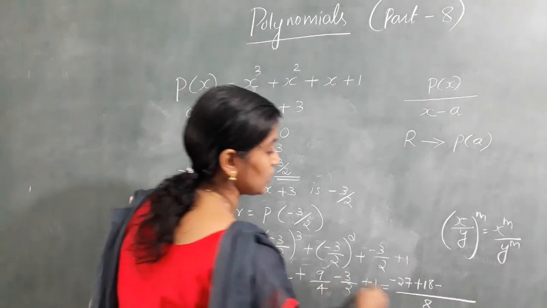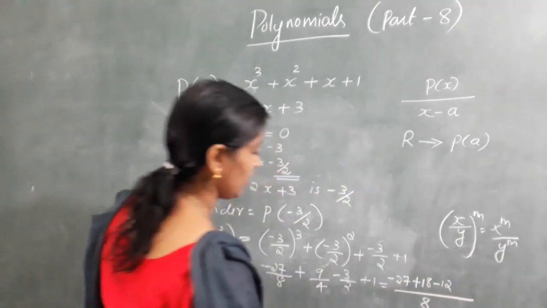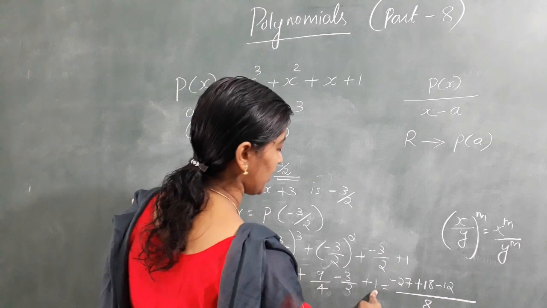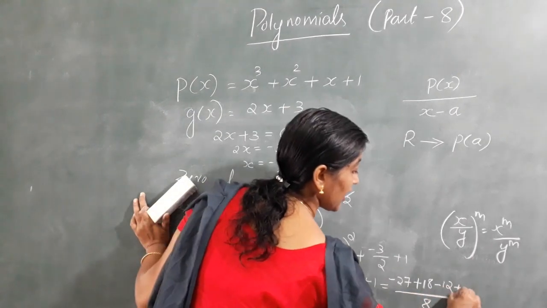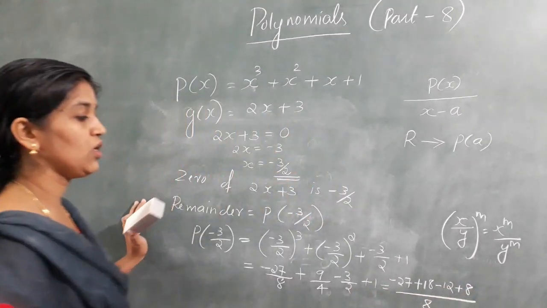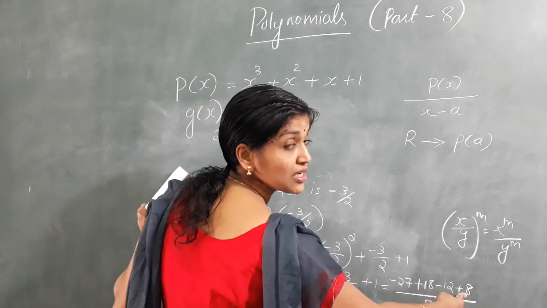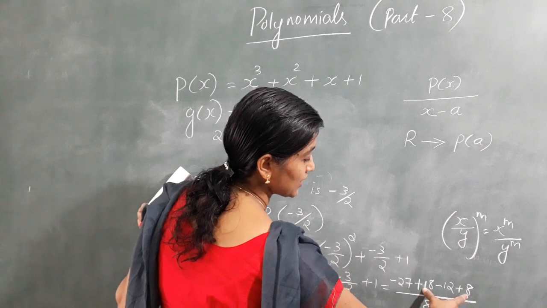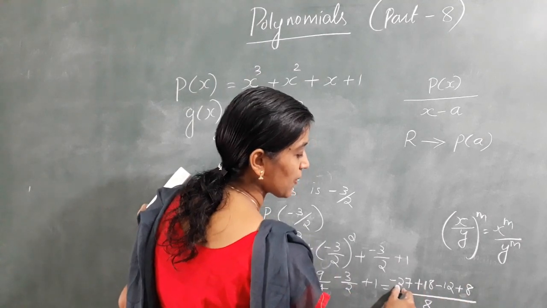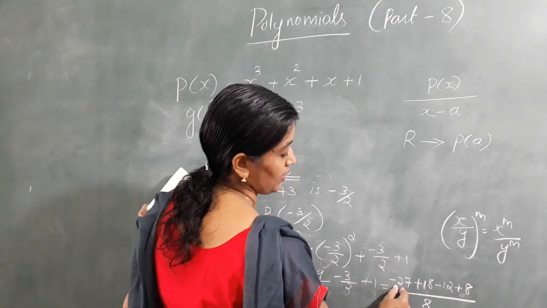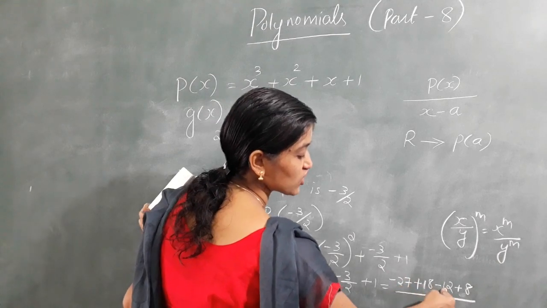So, minus 3 into 4, it is minus 12. Now, here it is minus plus 8. Okay. Now, I will do the calculations. 18 plus 8 is 26. Now, 26 minus 27 is minus 1. Now, minus 1 minus 12.